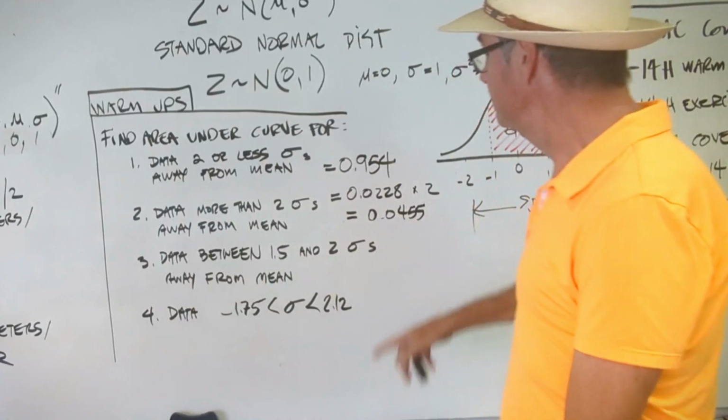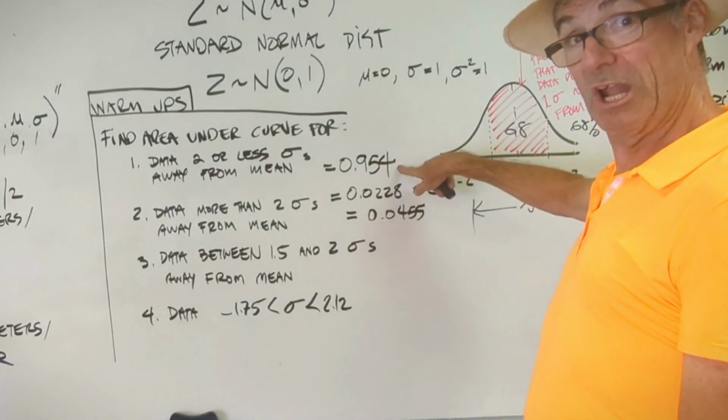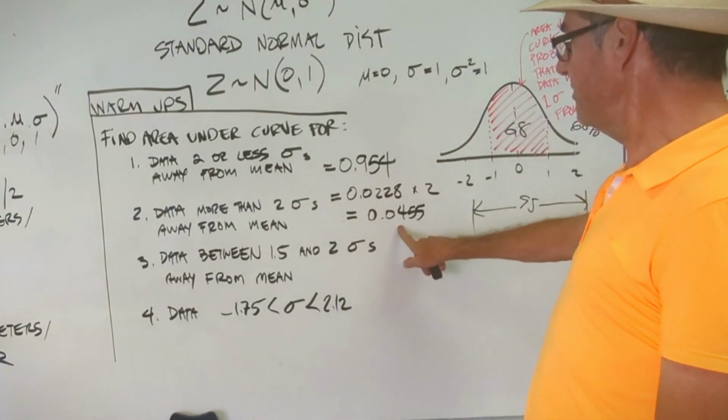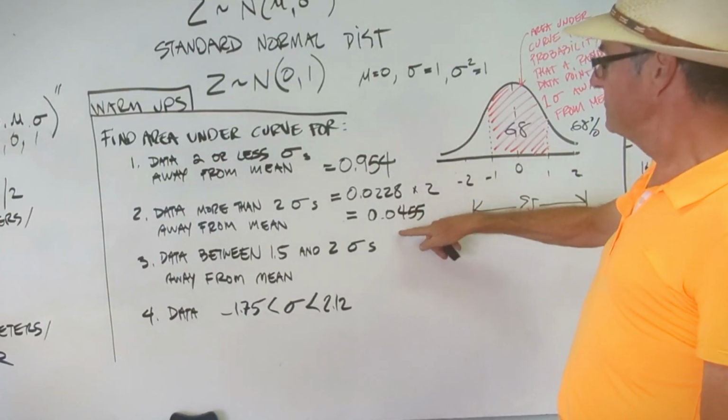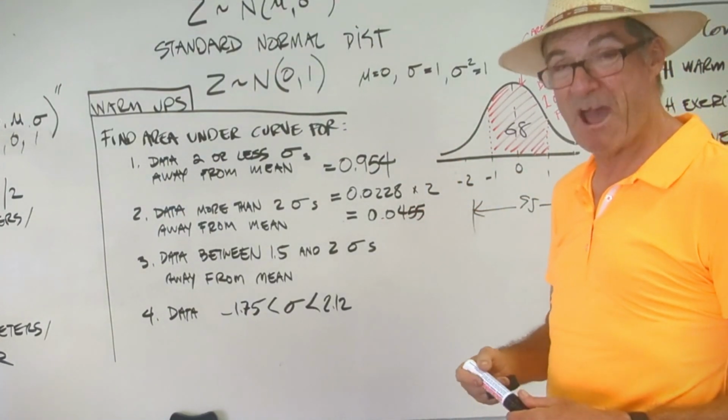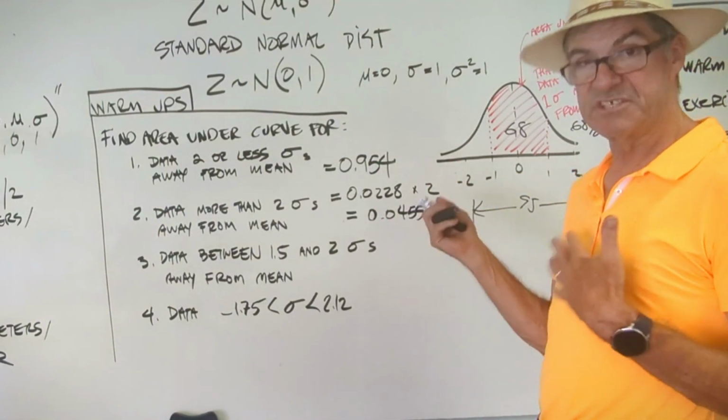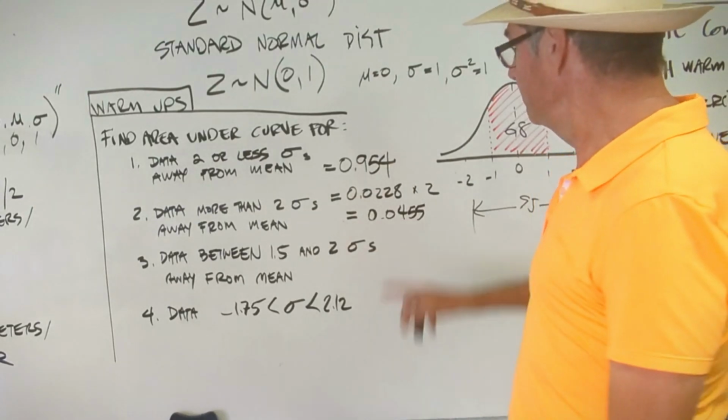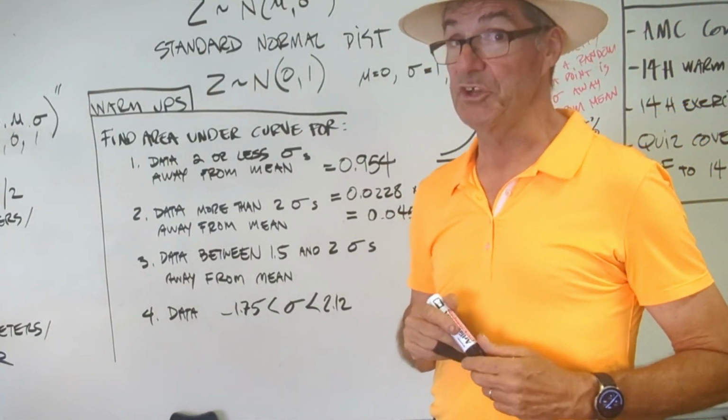Now check it out. This makes sense because here is 2 or less away, here is more than 2 away, and if you add these up, you're going to see that you're going to get just about 1. And the difference between this and 1 is a rounding thing. So we confirmed that that's good.